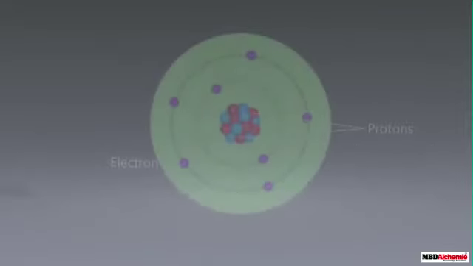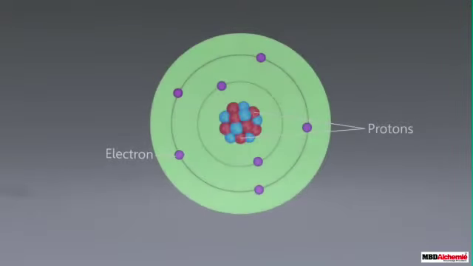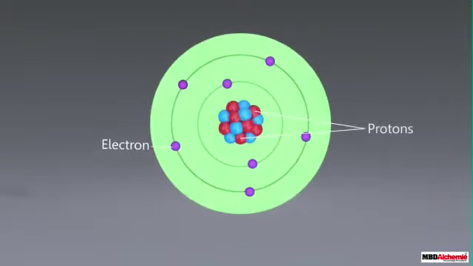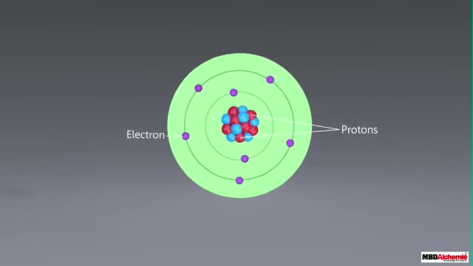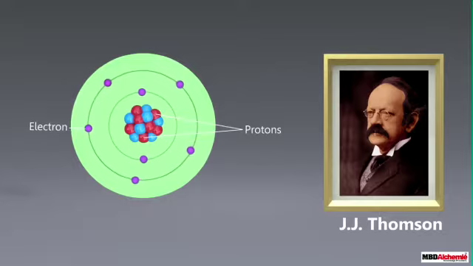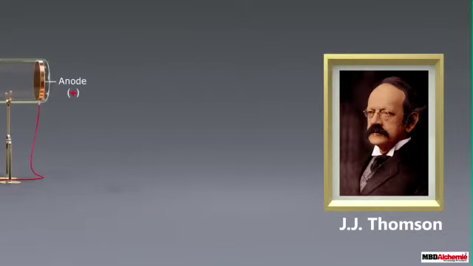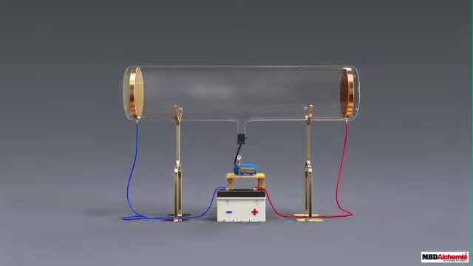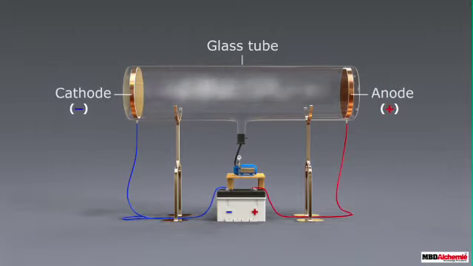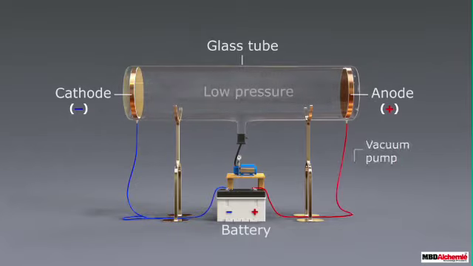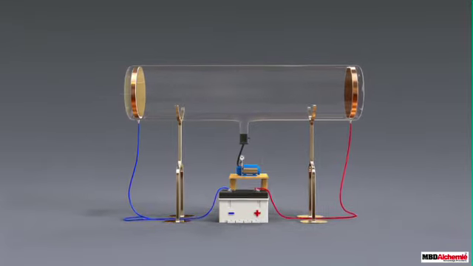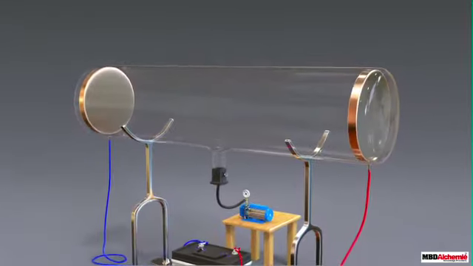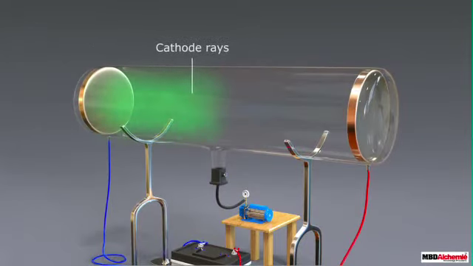Now that we know what these are, it is also important for us to know by whom they were discovered and how. The credit for the discovery of the electron goes to Sir J. Thomson. An experiment that helped him discover this was the cathode ray tube experiment. The setup of the experiment consisted of a glass tube containing a gas and two electrodes at its two ends connected to a battery. The gas inside the tube had a very low pressure, which was maintained with the help of a vacuum pump.